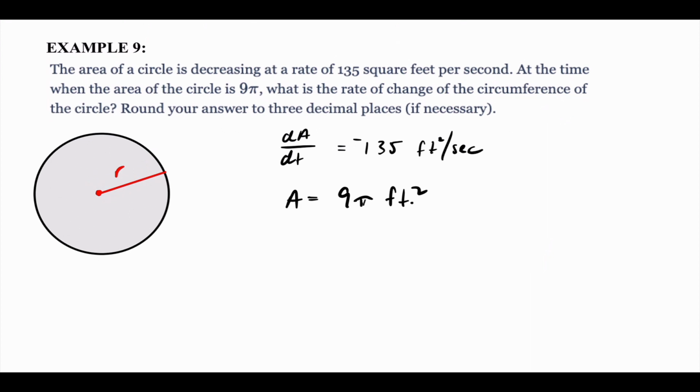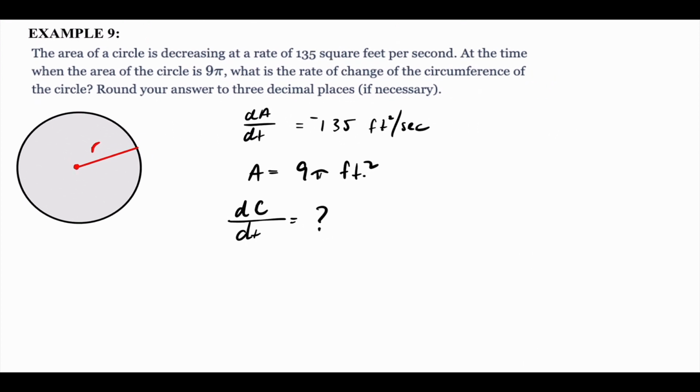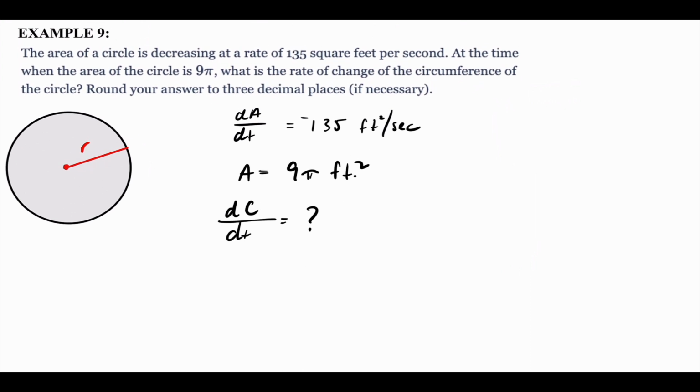Is there anything else that we know? I don't think so. What's the question asking? So they're asking for d capital C over dt. That's what they're asking for, right? If they're asking for that, the only way to find that is by having a C.